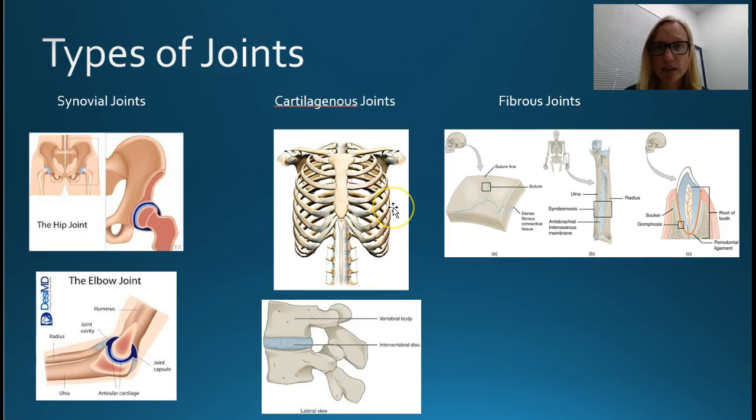Then we've got cartilaginous joints, which was the next one that we spoke about. So for example here, between the sternum and the ribs, they're held together by cartilage. Same with the vertebral column. You've got a vertebral body here, an intervertebral disc, and then another vertebral body. Okay, so the purpose of the cartilage in the intervertebral disc, for example, is to cushion impact. Okay, to lessen the impact on bone to bone.